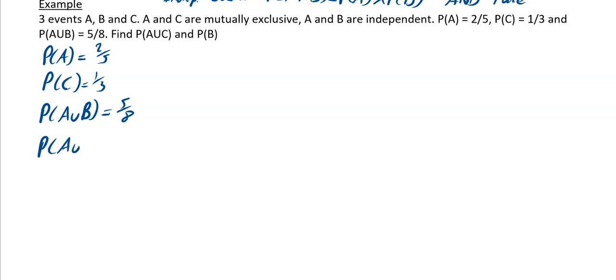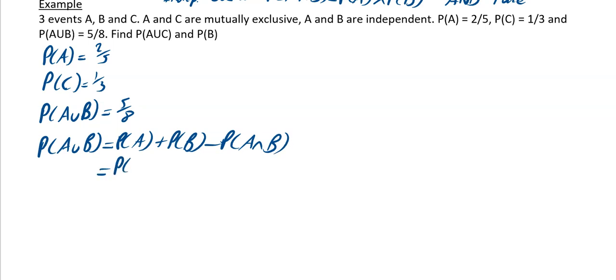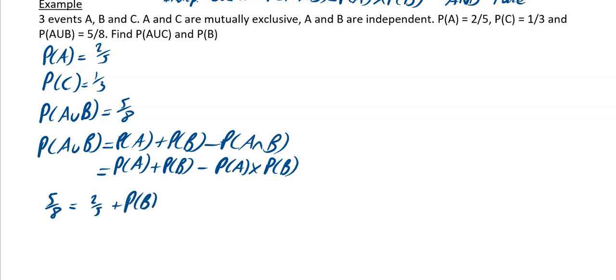We're going to say that probability of A union B, I'm going to write out the formula for it. It would be probability of A plus the probability of B minus the probability of A intersect B. Now, because we are told that A and B are independent, that means probability of A and B is the same as probability of A times the probability of B. So that's because they are independent. So we can fill in what you know. You're told probability of A union B is 5/8. Probability of A was 2/5. Probability of B, we don't know, so just write it as probability of B. And then probability of A again was 2/5 times your probability of B.